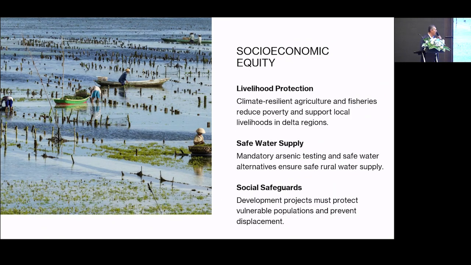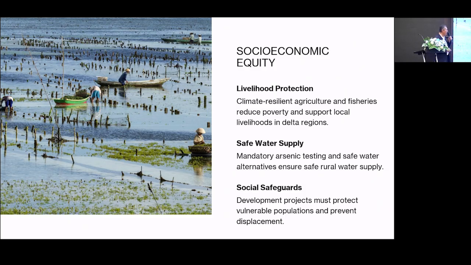Under the socioeconomic equity recommendations, it is important to protect livelihoods and ensure that climate-resilient agriculture and fisheries are in place in order to reduce poverty and support local livelihoods in the delta region. Safe water supply must be ensured, and therefore we need to make arsenic testing mandatory so that we are not leaving any potential for public health or rural supply problems.